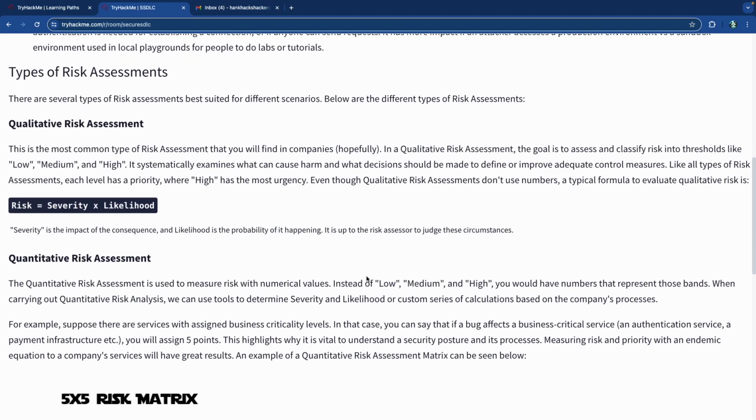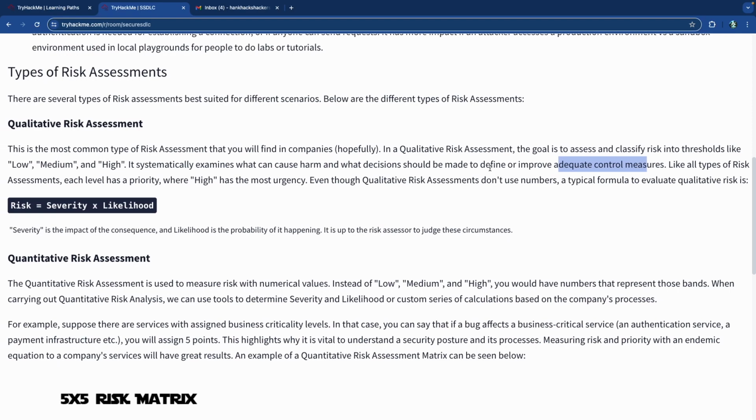So you have two general types of risk assessments. You have a qualitative risk assessment and you have a quantitative risk assessment. The most common type is qualitative. Qualitative is when you assess and classify a risk into thresholds like low, medium, and high. Systematically, you examine what can cause the harm, meaning you have some kind of a checklist or list of parameters that you use to examine what can cause the harm and what decisions should be made to define or improve control measures.